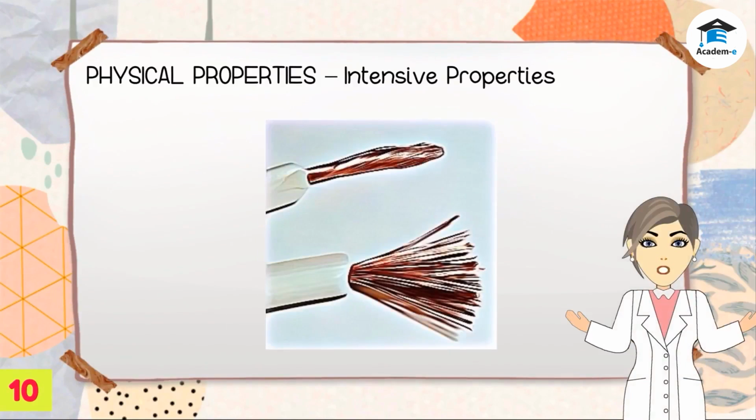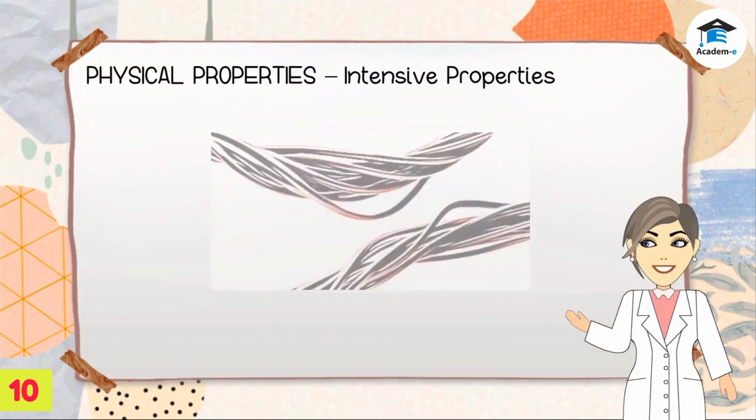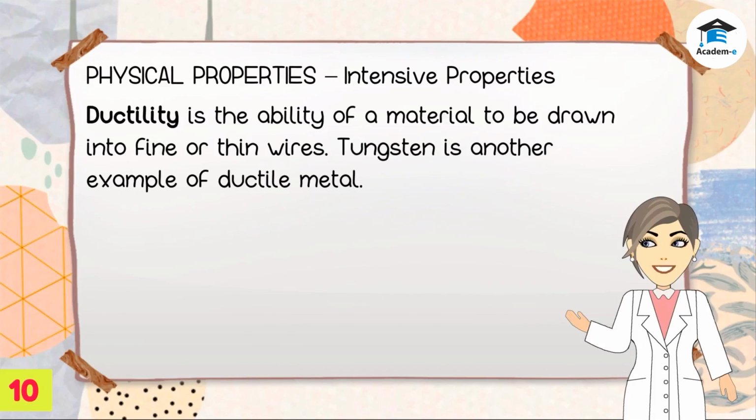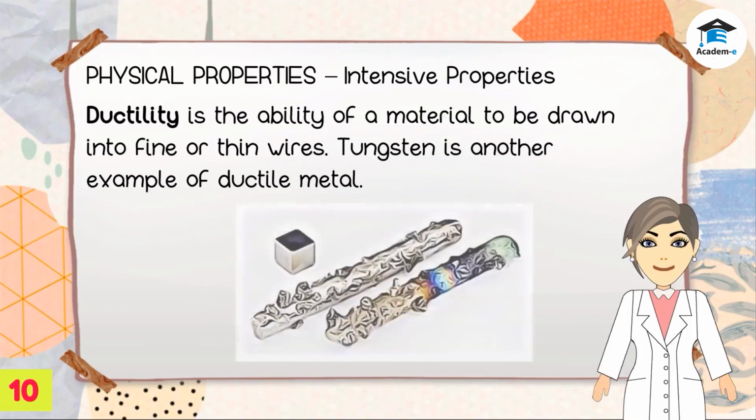If you were to remove the rubber or plastic from around a piece of electric wire, you will find a very thin piece of wire made of copper. The piece of copper wire had been stretched thinly because copper is a ductile material. Ductility is the ability of a material to be drawn into fine or thin wires. Tungsten is another example of a ductile material.